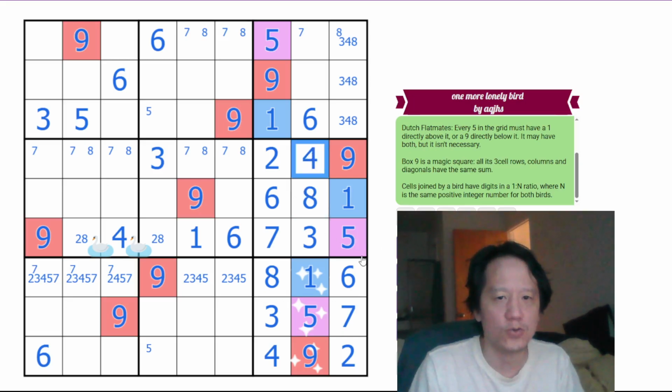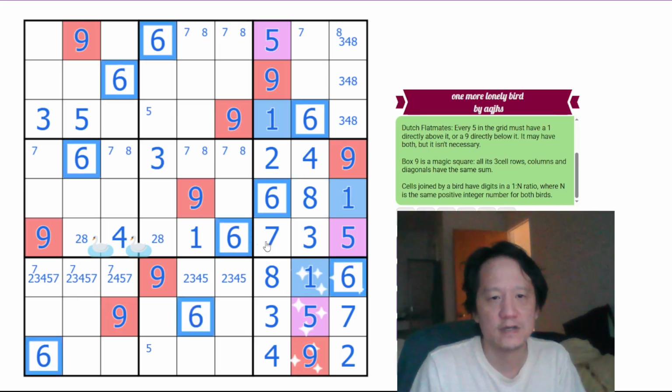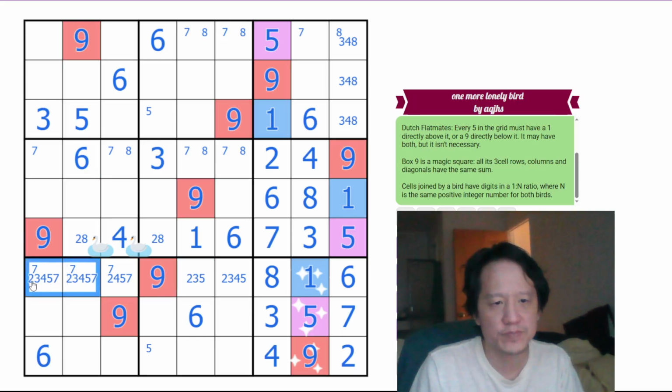That means 4, in box 4, the 6 has to be in the same position. So this is 6. In box 8, 6 has to be in the same position. That's 6. That should be all the 6s, right? Yeah. That means 4 does not work here, because if this is 4, 8 would have to be here, but 8 can't be there. 7 cannot be in 2. Sorry, in box 4.